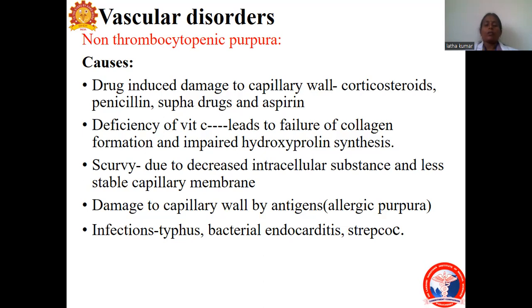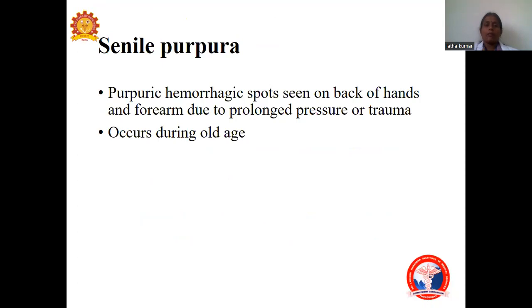The fourth is damage to the capillary wall by antigens, which is called allergic purpura. The fifth cause is infections like typhus, bacterial endocarditis, and streptococcus. Next, senile purpura: purpuric hemorrhagic spots seen on the back of the hands and forearm due to prolonged pressure or trauma. As the name itself indicates, senile purpura normally occurs in old age.